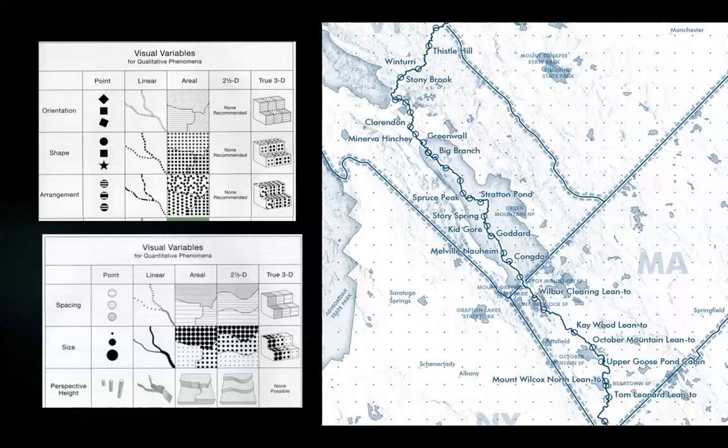We can even make beautiful monochromatic maps by just using the non-color visual variables. Here, this map on the right uses spacing to show the difference between different types of borders.